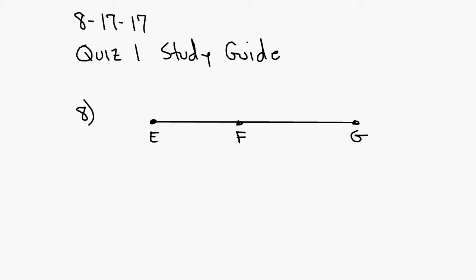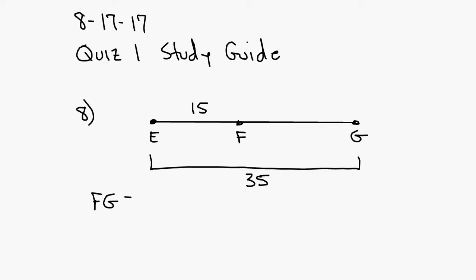It says that if E to F is 15 and E to G is 35. Guys, be careful when you're reading these descriptions. E to G, that's this piece, is 35. Okay? Find the value of FG. All right, so you're looking for F to G. You're looking for this piece right here.